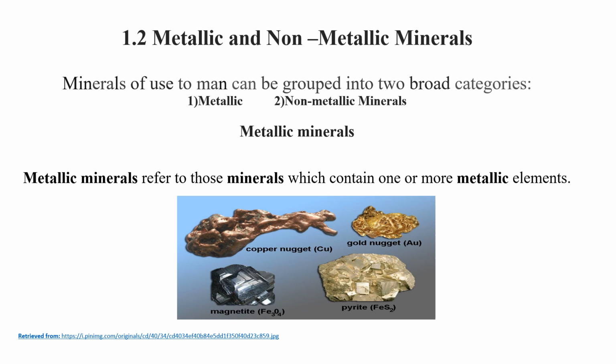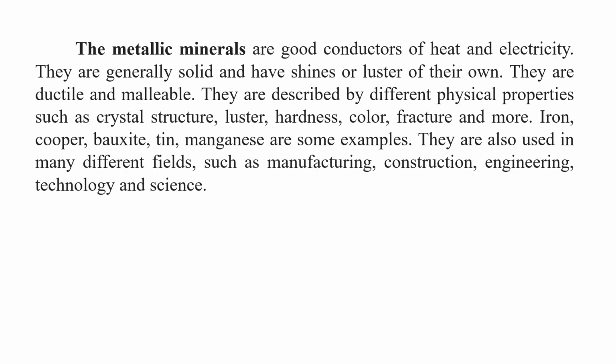1.2 Metallic and non-metallic minerals. Minerals of use to man can be grouped into broad categories: 1. Metallic and 2. Non-metallic minerals. Metallic minerals refer to those minerals which contain one or more metallic elements. The metallic minerals are good conductors of heat and electricity. They are generally solid and have shines or luster of their own. They are ductile and malleable. They are described by different physical properties such as crystal structure, luster, hardness, color, fracture, and more.